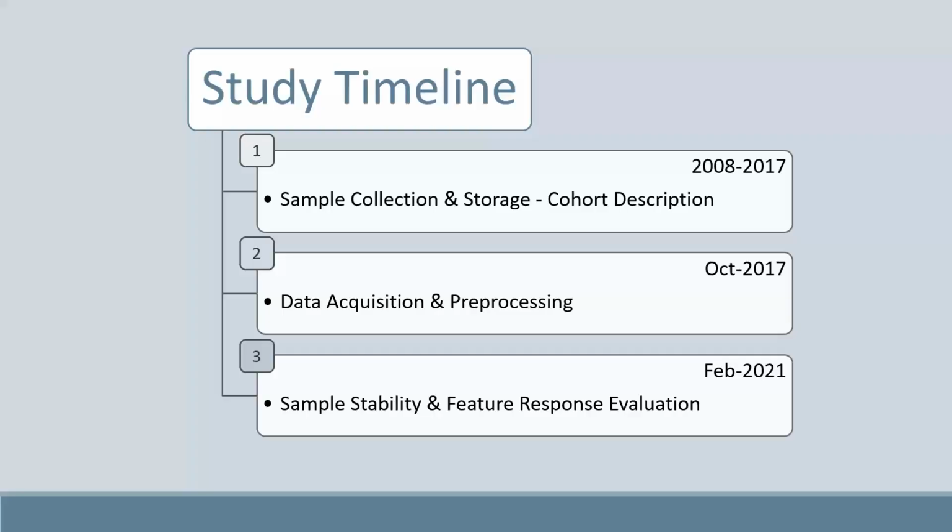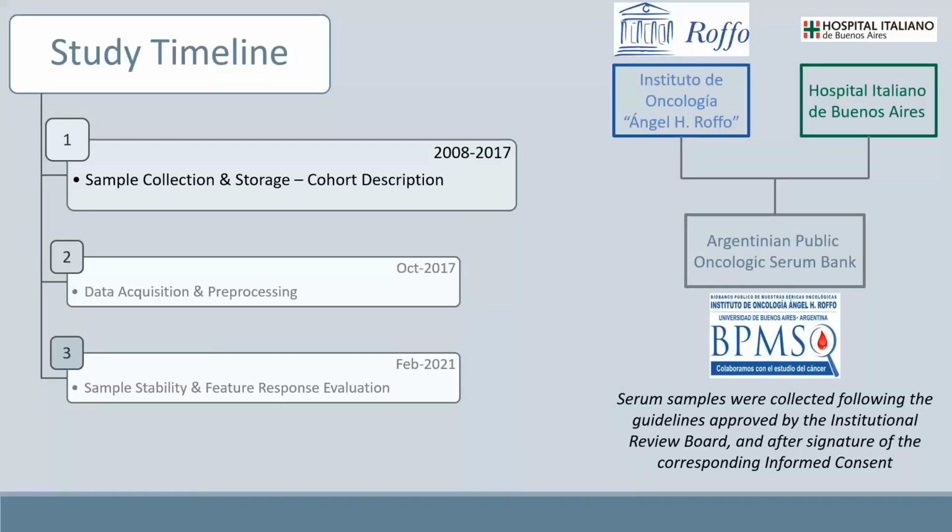So this is the untargeted metabolomics study timeline, and now I will provide some information of each of these stages. Regarding serum sample collection, serum samples were collected by the Argentinian Public Oncologic Serum Bank, which collected samples from 2 institutions, Hospital Italiano de Buenos Aires and Instituto de Oncología Ángel Rojo. Serum samples were collected following the guidelines approved by IRB and after signature of the corresponding informed consent.